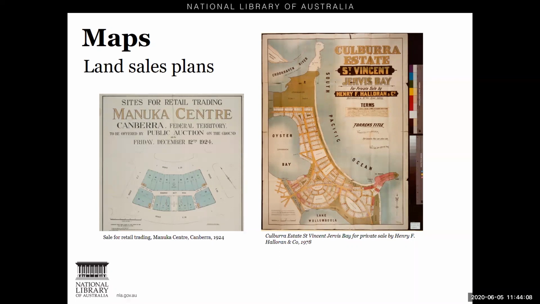The National Library holds around 100,000 land sales plans in their collection. Most of our collection records the auctions of Eastern Australia from around the 1840s to the 1930s.